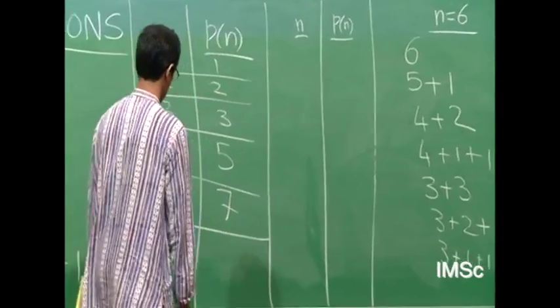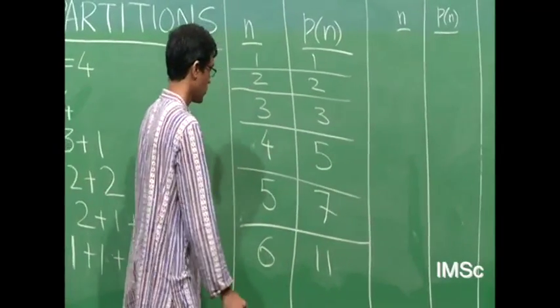So what's P of 6? Okay, so P of 6 is 11.